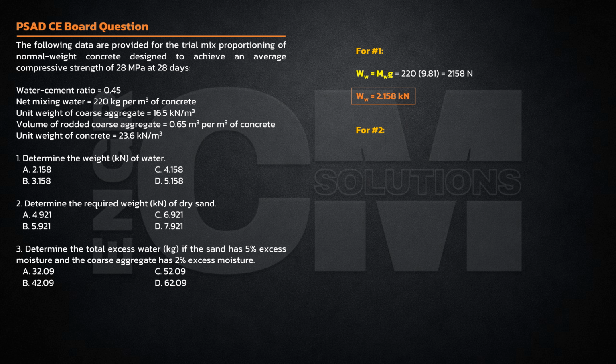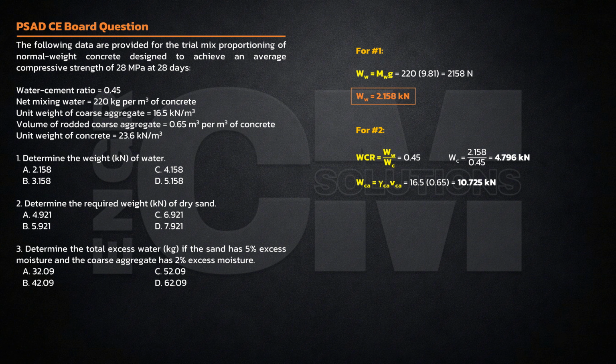Then determine the required weight of the dry sand. So we will use here the water-cement ratio, which is just the weight of water over weight of cement. Given 0.45, we have now the weight of water, 2.158. That means the weight of cement is equal to 2.158 divided by 0.45, 4.796. And the weight of the coarse aggregate is gamma times the volume of the coarse aggregate. So we have here the unit weight of the coarse aggregate, 16.5 times 0.65. This is 10.725 per batch of concrete.